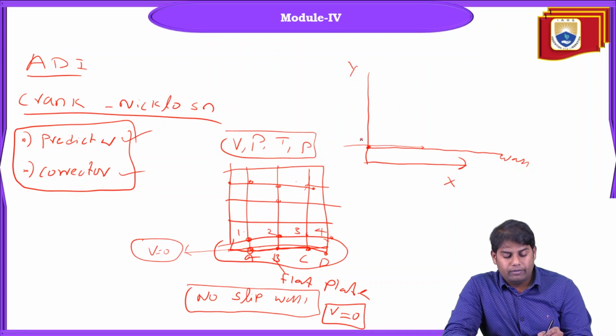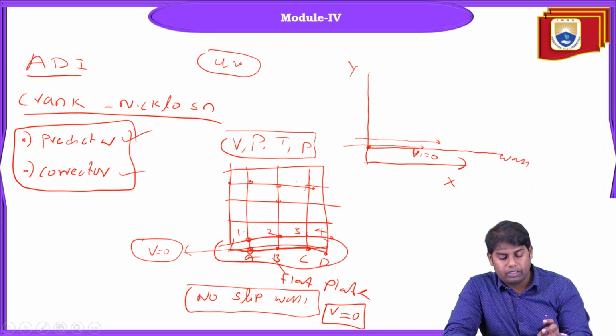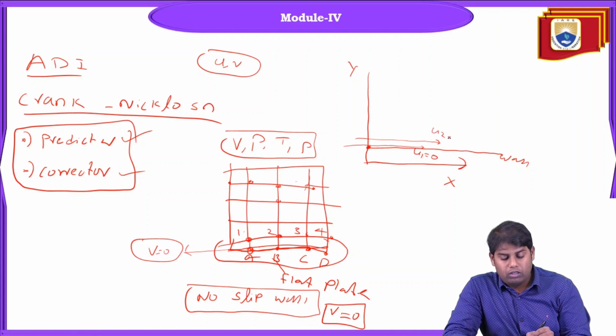So for the next layer, what happens? At U1 it is 0. U1, or let's say V1, means the velocity at the wall. Okay, so we will give the terminology. Let's say U and V. U is the velocity along the x-axis, V is the velocity along the y-axis. So U1 is equal to 0, which is at the first layer. U2 is not 0.